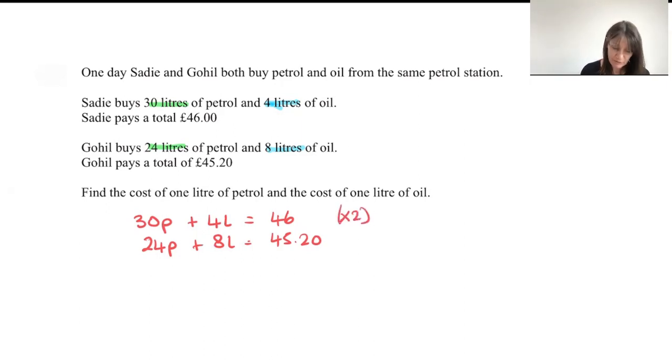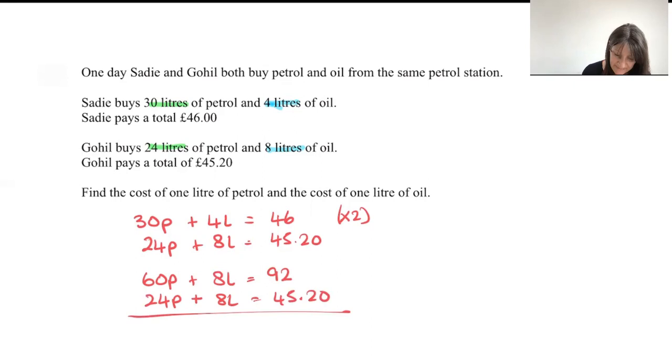Everything gets multiplied through. So I've got 60p plus 8L equaling 92. And then this stays the same because I want the middle to match. Once I've got my match, I'm going to take away, show my takeaway. 60 take away 24 is 36p. They've gone. If I've got 8 L's and I take 8 L's away, they're gone. That's the point of the method. And that is equal to 46.8.